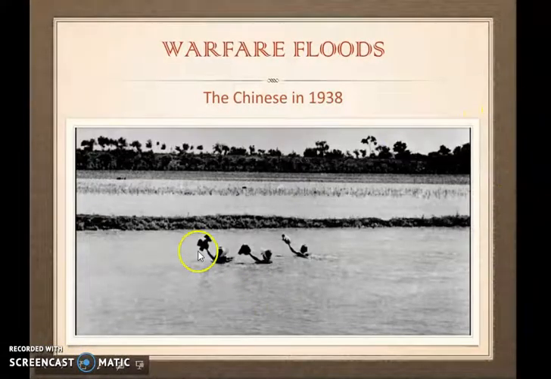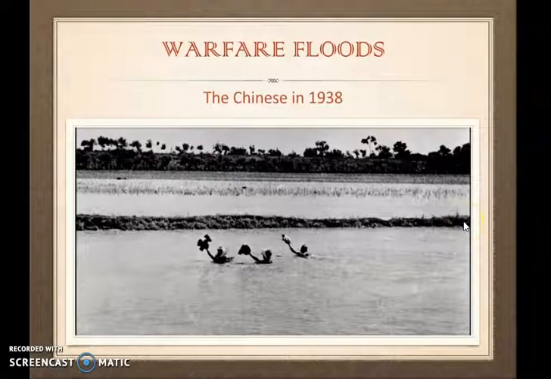Chinese in 1938. You can see people right here. This one is really crazy. June of 1938, a Chinese general ordered his troops to smash the dikes of the Huanghe, that's the Yellow River, so the walls that kept the water out of the town. He did that in order to hinder a Japanese invasion.